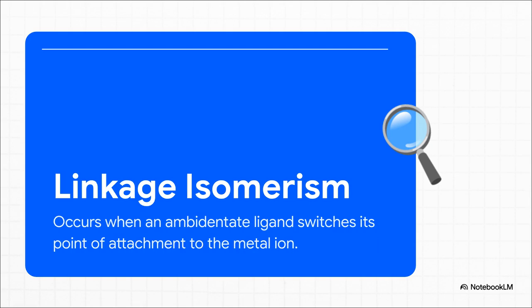Now, linkage isomerism. This one is super interesting. It only happens with these special ligands called ambidentate ligands. You know, ambi means both, just like in ambidextrous. These guys have two different atoms they can use to bond to the central metal. It's like they have two different hands they can use to shake.